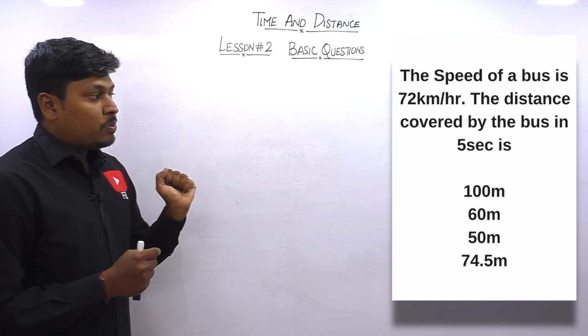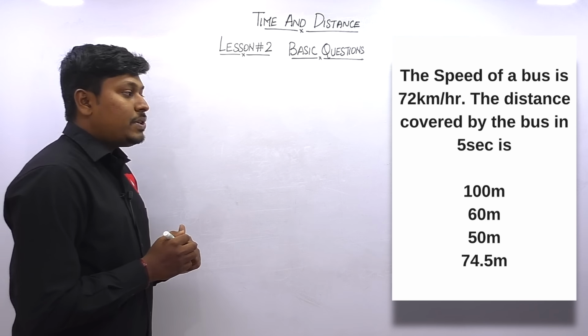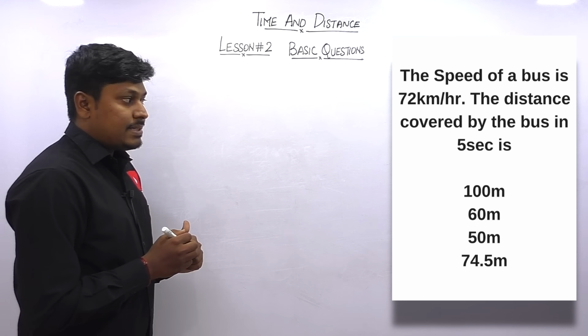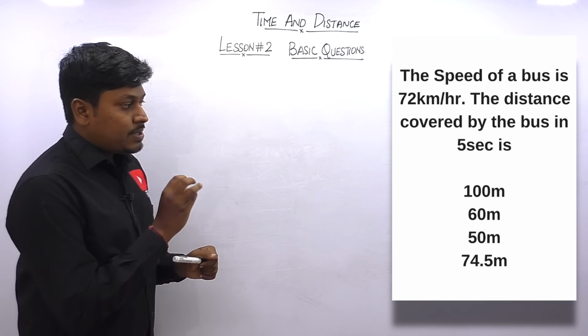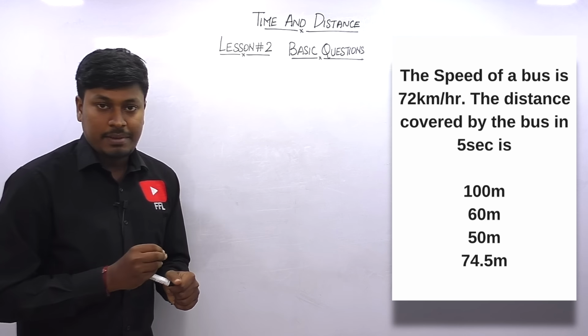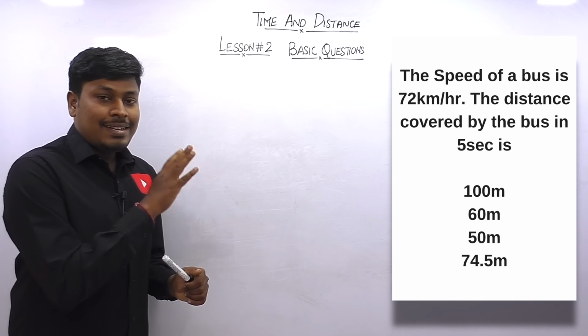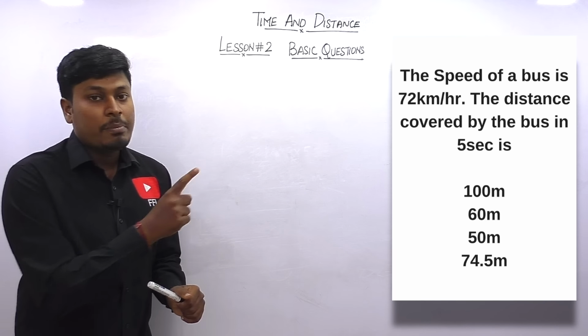So now let me move on to question number 1. The speed of a bus is 72 km per hour. Find the distance covered by the bus in 5 seconds. And look at the options: 100 meter, 60 meter, 50 meter, 74.5 meter. So what is the data they have given? They have given the speed of a bus. The speed of the bus is 72 km per hour.